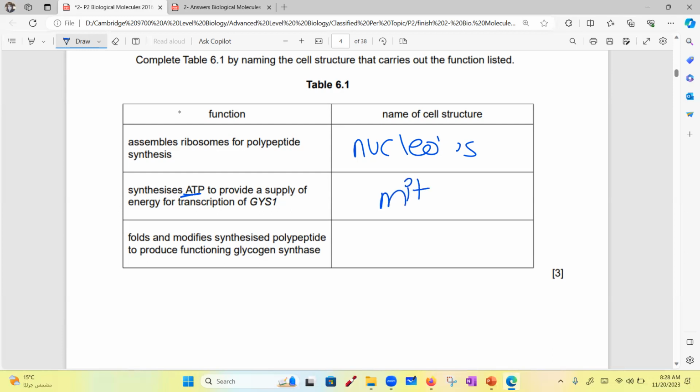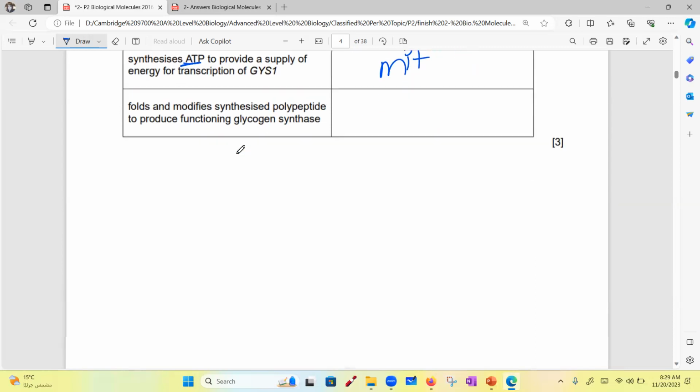Folds and modifies polypeptide. What does the modification of protein? What did you say? The lysosome, what's lysosome? The lysosome is an organelle that contains hydrolytic enzymes that kills or breaks down anything not wanted by the cell. We will modify the protein in the rough endoplasmic reticulum or Golgi body. These two modify proteins. Remember, we make the protein in the ribosome, and then it goes to the Golgi body, and we add a protein, we add a carbohydrate, we add a lipid, whatever.